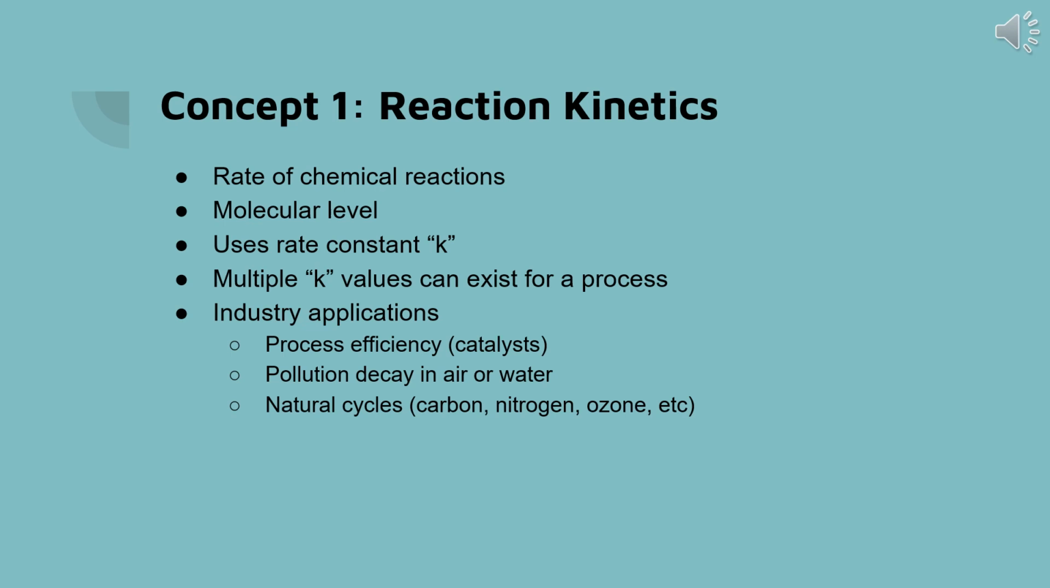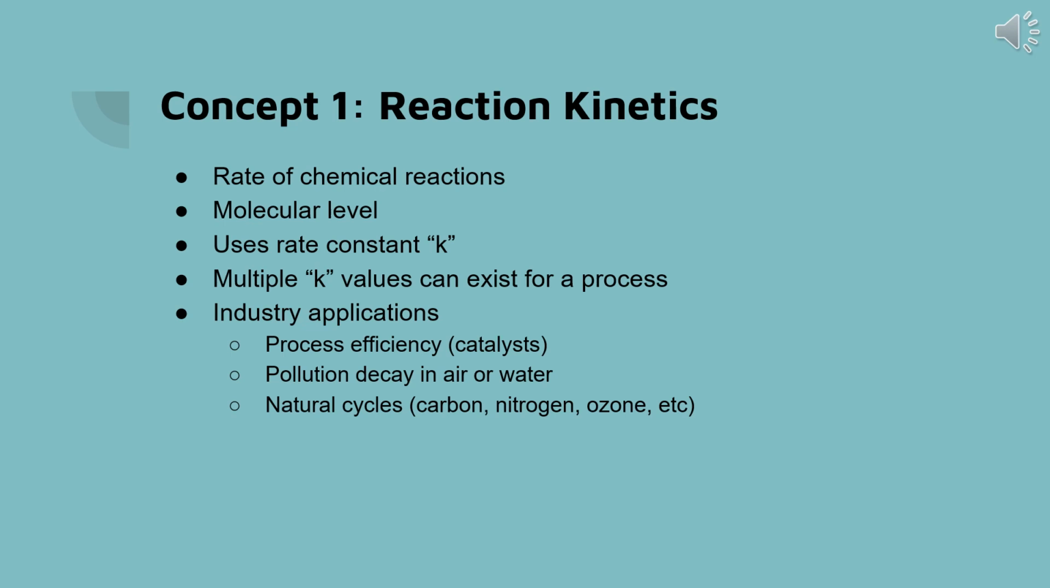Oftentimes, reaction kinetics will use a rate constant of lowercase k. It is important to note that multiple k values can exist for a process. For example, if you start with compound A and end with compound C, there could be an intermediate step. So you could go from A to B using K1, and then B to C using K2 if they happen at different rates. Or it can be a simpler reaction where it just goes from A to B, and B is the final product, so you'd only have one rate constant.